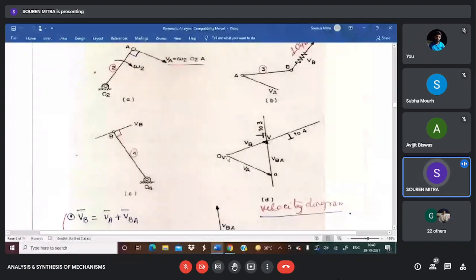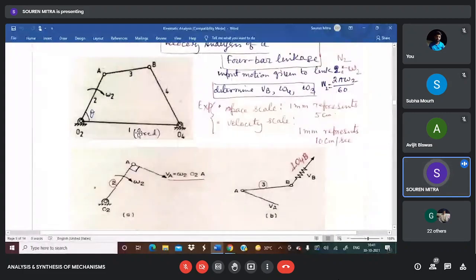So the totally known vector is VA. We draw VA in the same direction, same magnitude, to scale. For B, we draw it accordingly, according to direction, we put a line. And it is obvious because it is rotating clockwise, so this member will also move clockwise. If this one moves clockwise, it cannot move anti-clockwise. It has to move in that direction only, because this one is forcing it to move through this link.